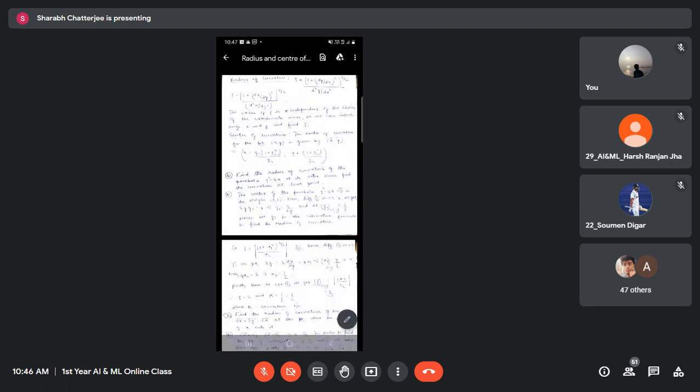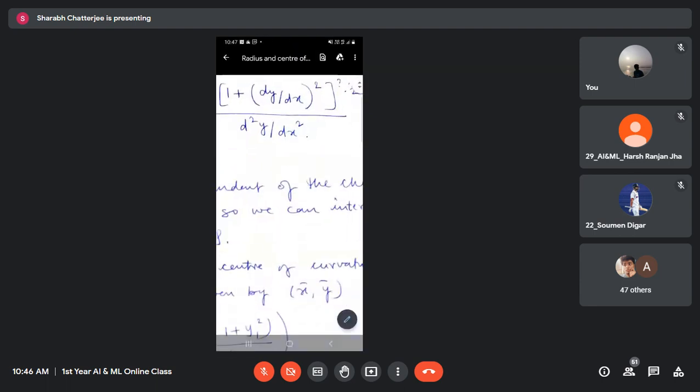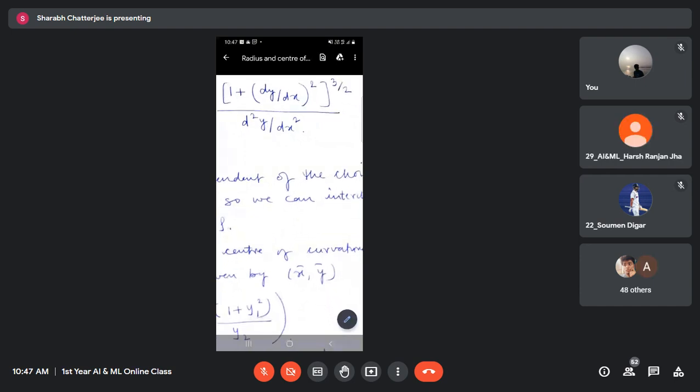So we have to remember this formula. This formula you have to remember. This one: ρ = (1 + (dy/dx)²)^(3/2) / (d²y/dx²).